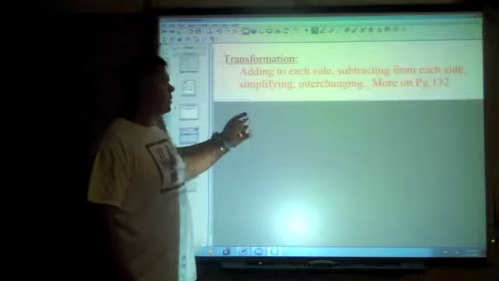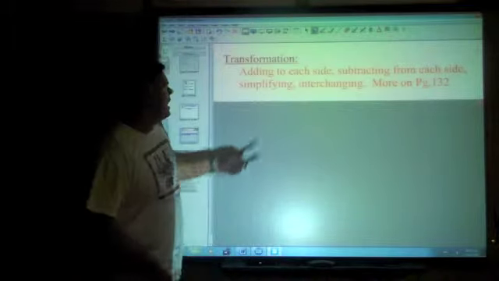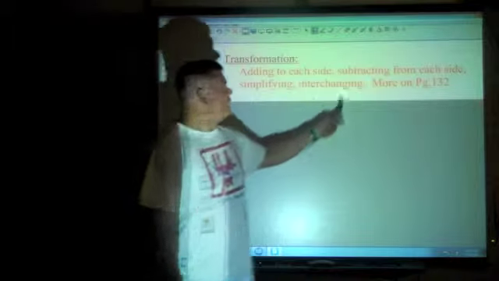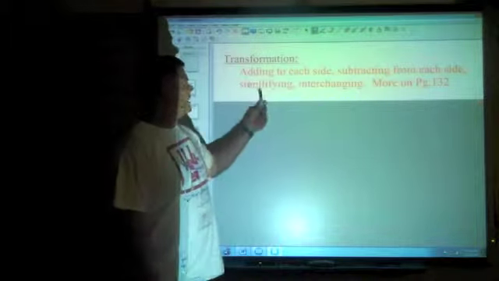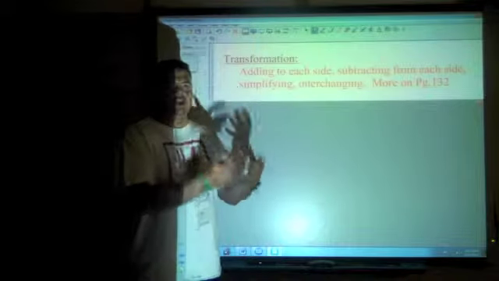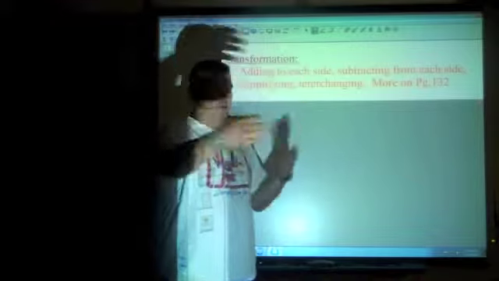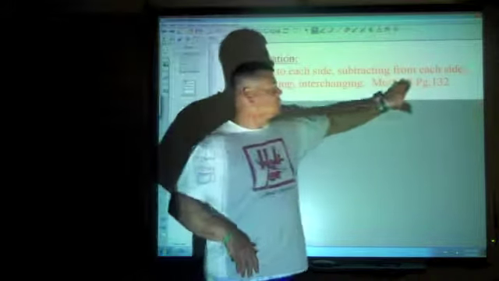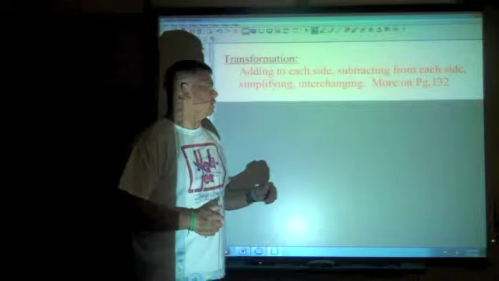A transformation, we talked about this a moment ago, changes the appearance of the equation. Adding to each side would be considered a transformation. Subtracting from each side would be considered a transformation. Anytime you simplify, you're changing the appearance of the problem. Interchanging, so you're taking one side and rotating it around to the other. Anything like that would be considered a transformation, and there's more on page 132, but we're going to go through some of them now.